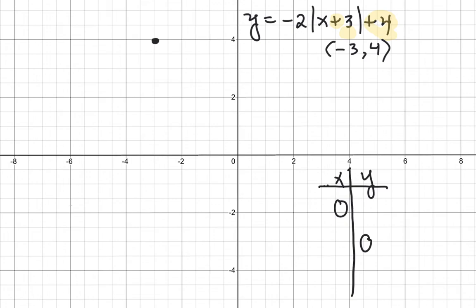So I'm going to substitute in 0 for x, and if I put in 0 for x and solve for y, I have y equals -2 times the absolute value of 0 plus 3 plus 4. Remembering my order of operations, I do inside the absolute value first. That's -2 times 3 is -6 plus 4. That grouping symbol gives me -2. That tells me when x is 0, y is -2. That means I have a y-intercept right at that point 0, -2.